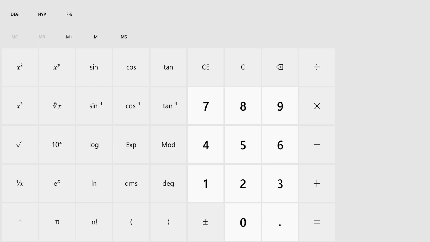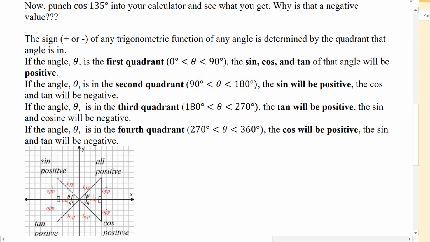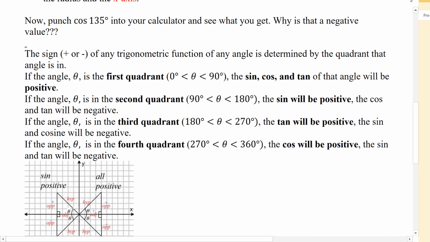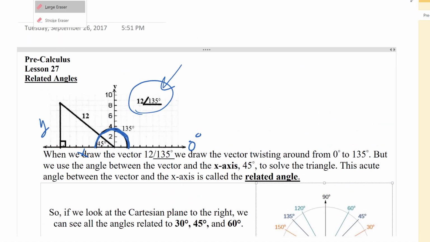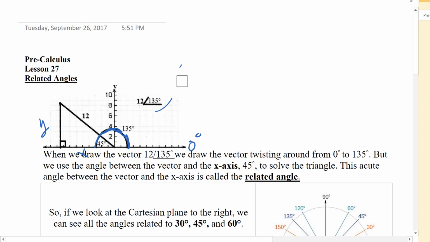The thing that makes it positive or negative is what quadrant you are in when you're dealing with that angle. Look at the angle 135 back up here at the top. What quadrant is the angle 135 in? It's in the second quadrant. When you're in that second quadrant and you're looking at your x and y coordinates, think about it: x is negative in that quadrant.